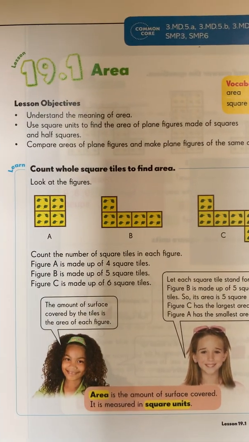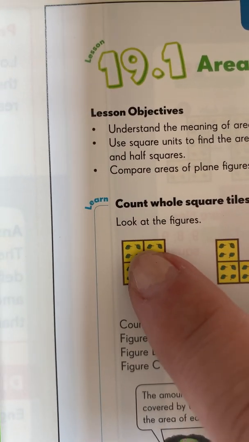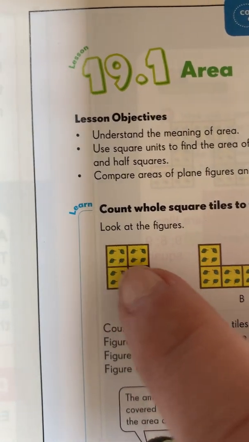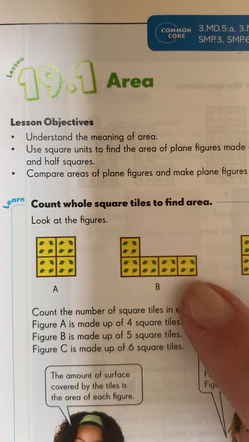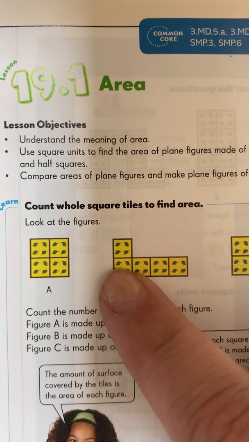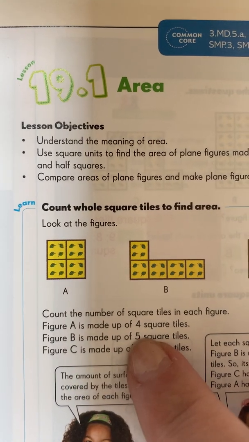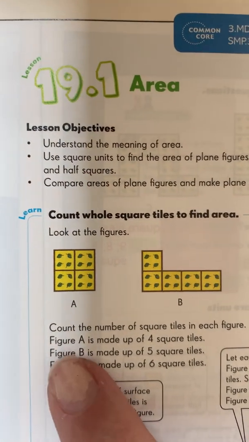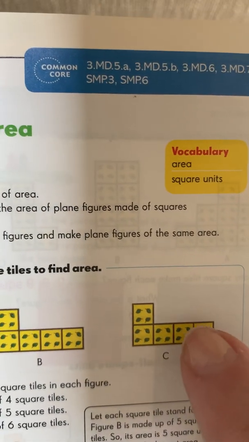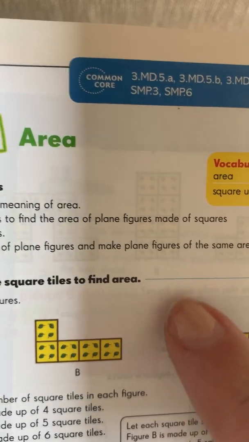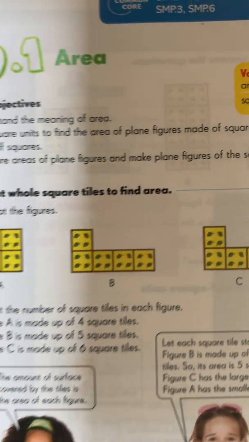So take a look at this first figure. It says, count the number of square tiles in each figure. Okay, let's go ahead and count them. Here we go. Count with me. 1, 2, 3, 4. Excellent. And how many do we have in B? 1, 2, 3, 4, 5. So figure B is made up of 5 square tiles. Figure A is made up of 4. Let's look at C. 1, 2, 3, 4, 5, and 6. Figure C is made up of 6 square tiles.